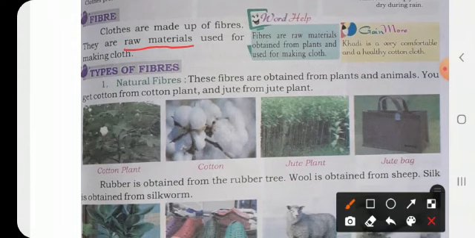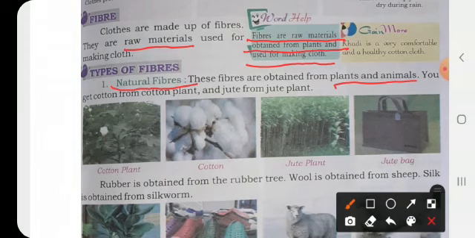Now, what is a fiber? Fibers are raw materials obtained from plants and used for making cloth. Fibers are of two types. First we have the natural fibers. Now, what are natural fibers? These are fibers that are obtained from plants and animals.